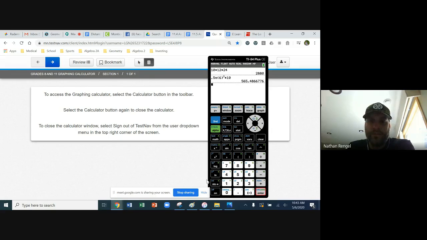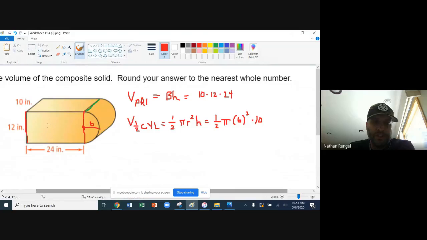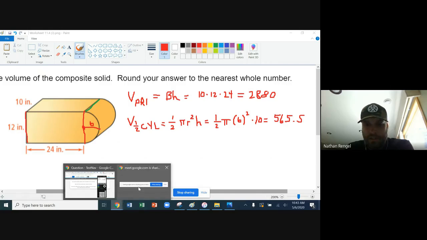Now, talking about the full volume, since we found the volume of the prism was 2,880, and we found the volume of the half cylinder, we are now going to add those two together. So I'll just keep track here. There's our 2,880, getting kind of crazy on my eights, and then we had a 565.5 measurement there.